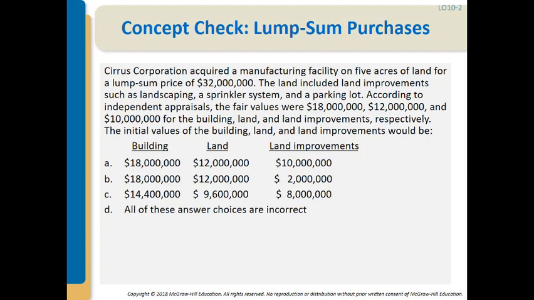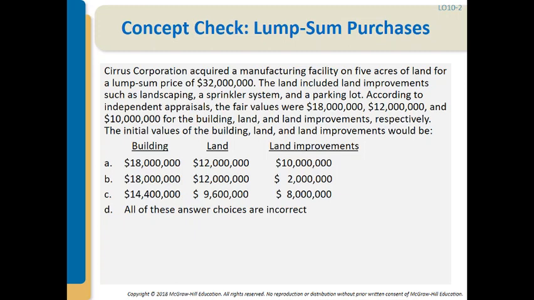All right, so we have a situation here where Cirrus Corporation acquired a manufacturing facility on 5 acres of land, lump sum price of $32 million. The land includes land improvements such as landscaping, a sprinkler system, a parking lot. According to independent appraisals, fair values were $18 million, $12 million, and $10 million for the building, land, and land improvements, respectively. The initial values of the building, land, and land improvements would be what?